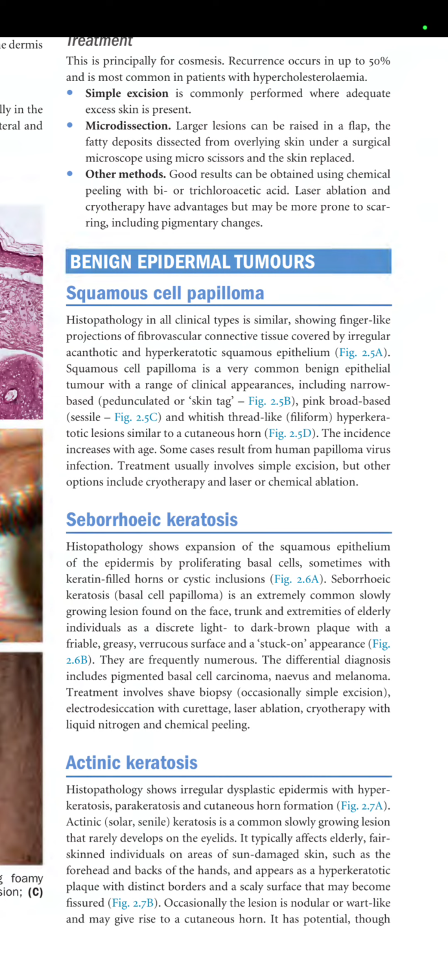They are frequently numerous. The differential diagnosis includes pigmented basal cell carcinoma, nevi, and melanoma. Treatment involves shave biopsy, occasionally simple excision, electrodessication with curettage, laser ablation, cryotherapy with liquid nitrogen, and chemical peeling. So basically, you have to excise such a lesion, simply excising it, or you can use curettage, or ablate it by laser.